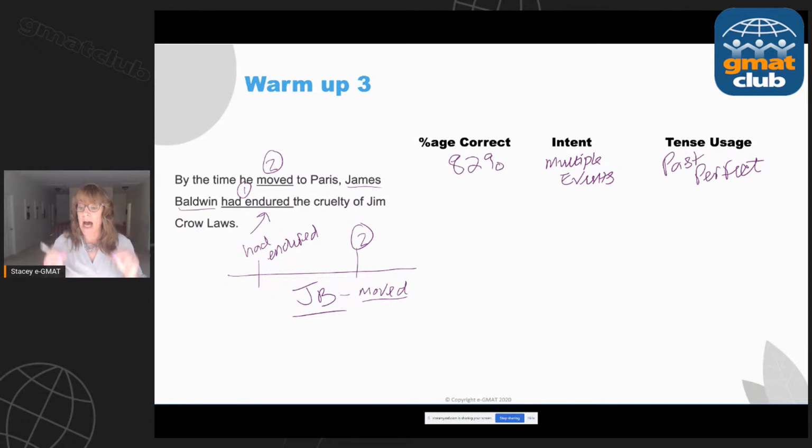If we have clear time markers, we don't necessarily have to use the past perfect. So if we had something like 1963 and we had a clear time marker, we wouldn't necessarily have to use the past perfect for that sequencing. Okay, then it becomes optional if we have clear time markers that are helping us sequence events. Okay, in that instance, the past perfect becomes optional.